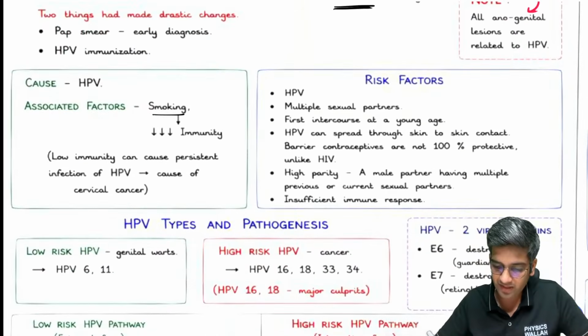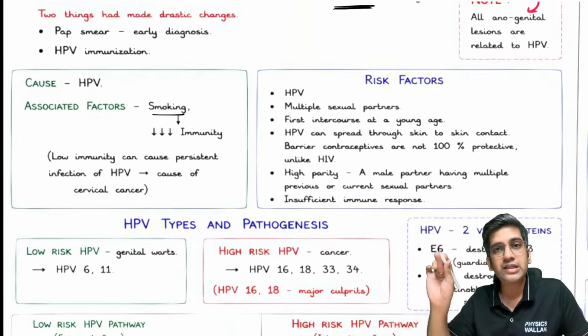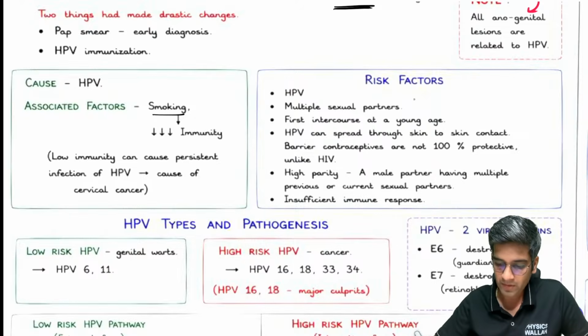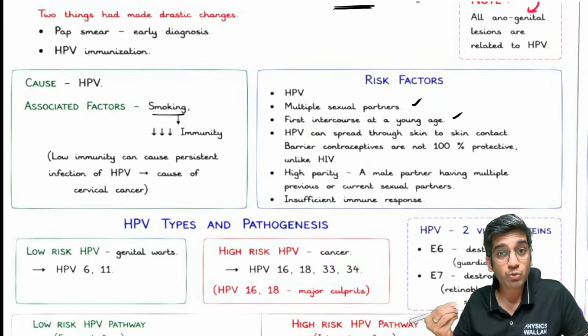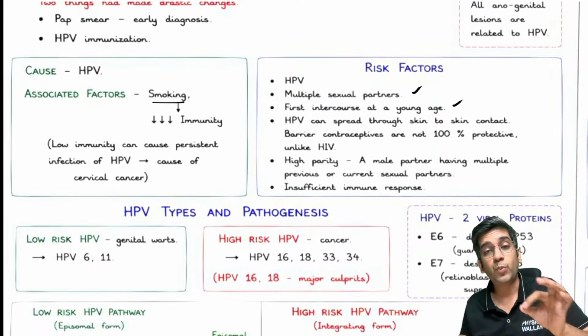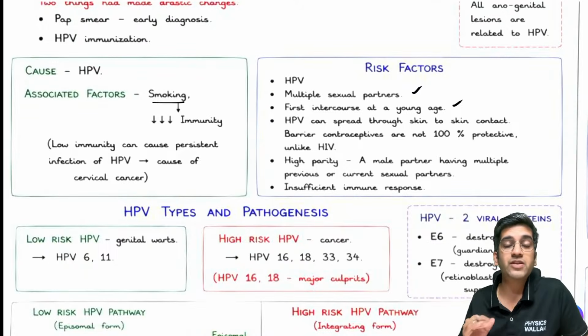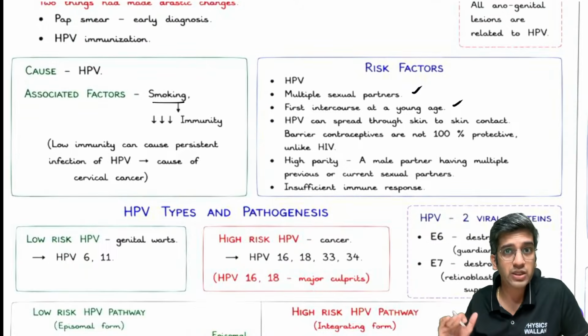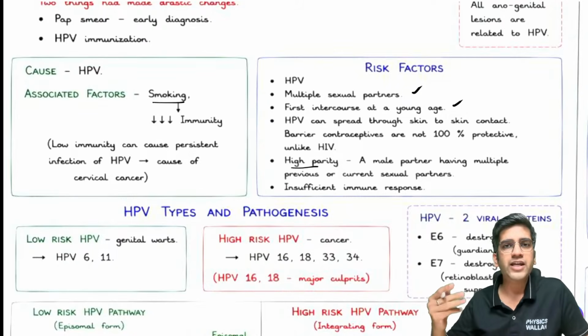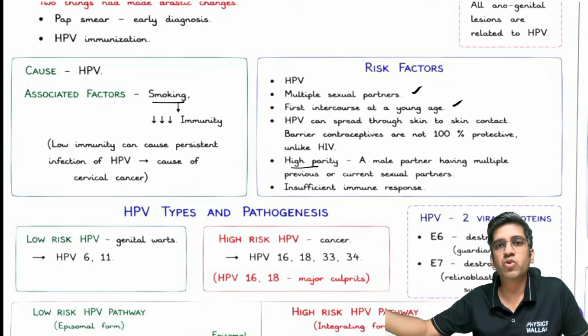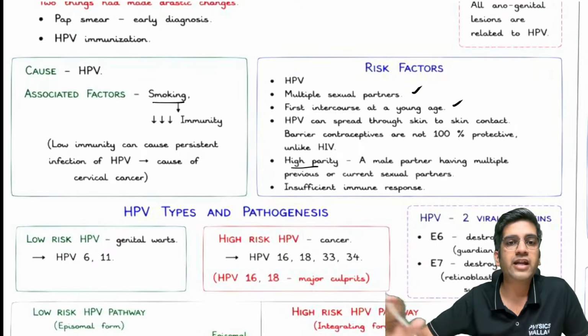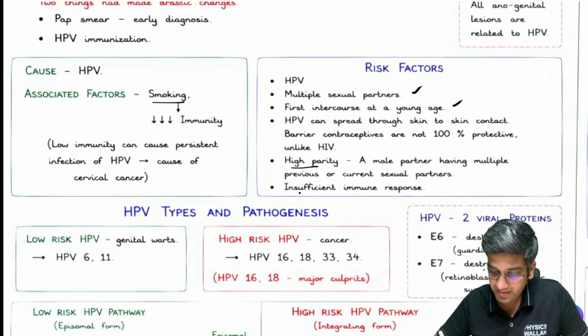And these are all risk factors associated with increased risk of HPV. Multiple sexual partners, sexual intercourse at a young age, right? And most important, HPV can transmit via skin to skin contact. So barrier contraceptives will not provide 100% protection like they might for HIV infection, right? High parity again points towards that, and men having more sexual partners can transmit it to women, right? And insufficient immune response.